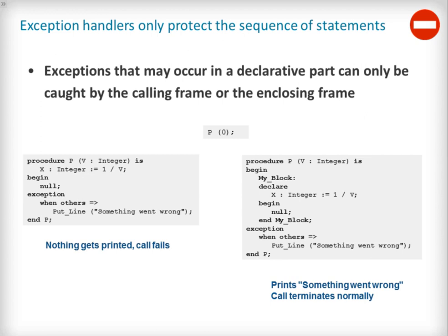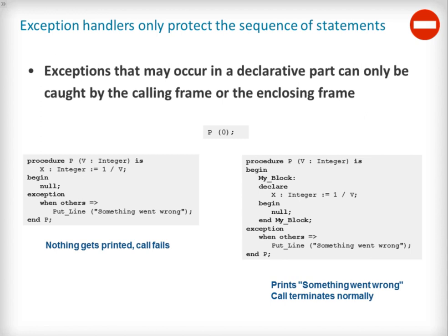For the example, we shall make a call to the procedure P with the argument 0 for its integer parameter v. The first implementation of P on the left-hand side will raise the constraint error in its declarative part at runtime, because x is initialized with 1 divided by v, which in this case is 0. The handler will not be used to handle this exception, as it occurred in the declarative part, so it is still under the control of the enclosing frame.